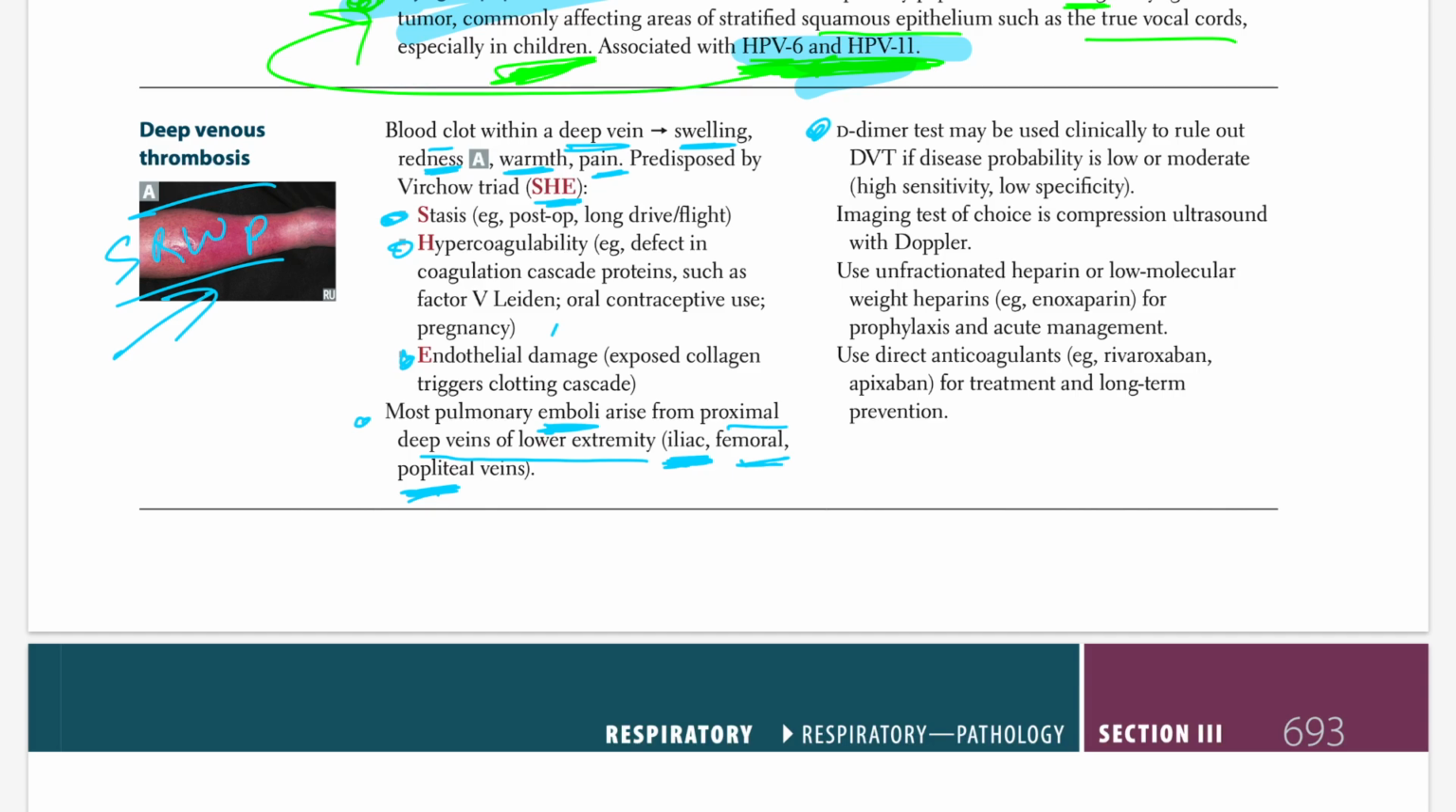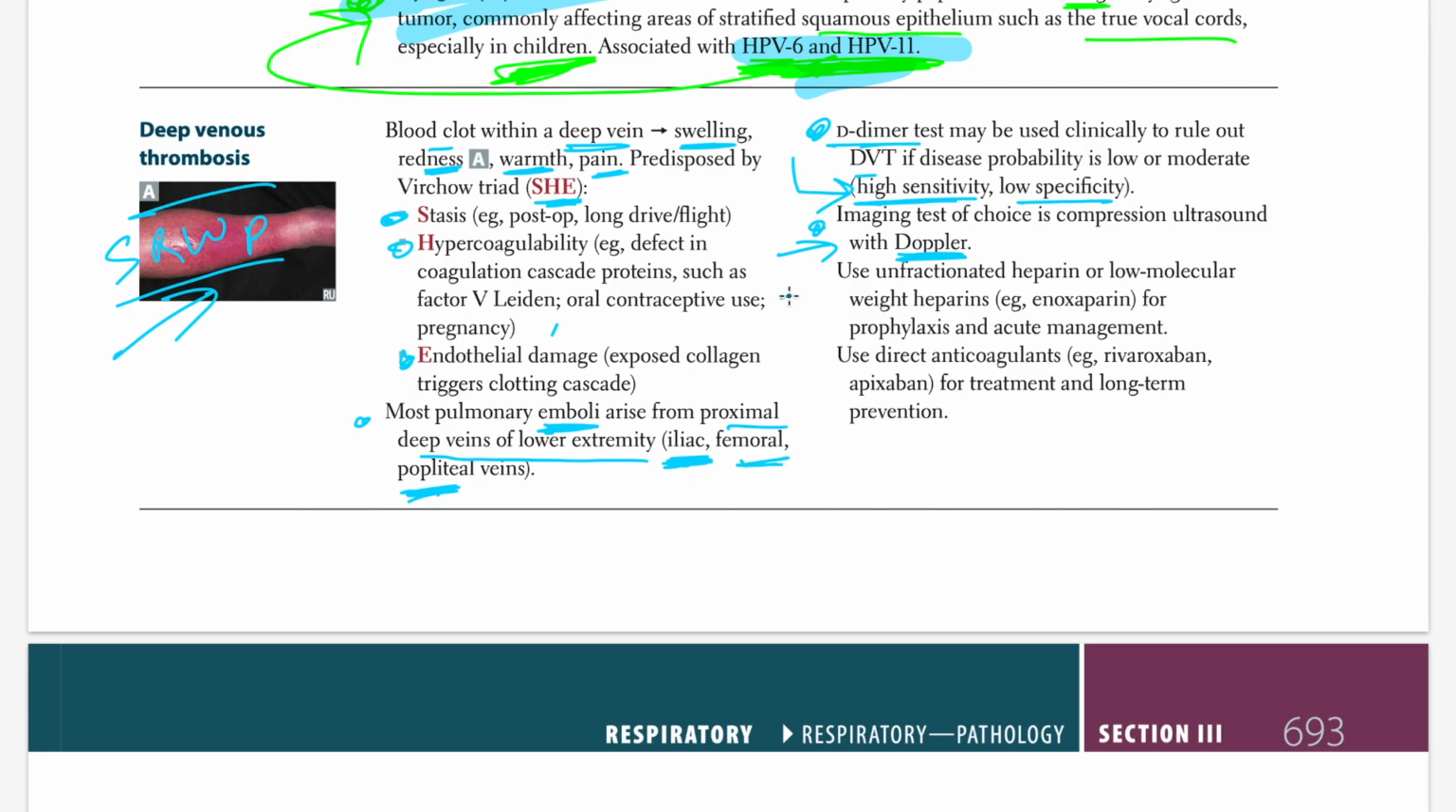Now, high yield is right here, D-dimers. The test can be used clinically to rule out DVT if disease probability is low or moderate. Okay, high sensitivity but low specificity. So D-dimer is a test with a high sensitivity but low specificity. Imaging test of choice would be Doppler. So the best thing to do is a Doppler to check for DVT.